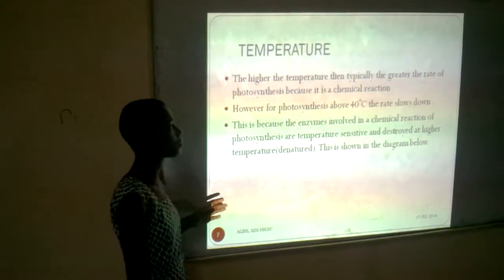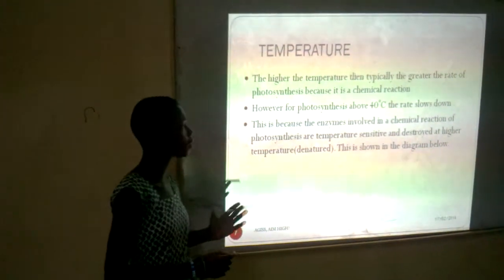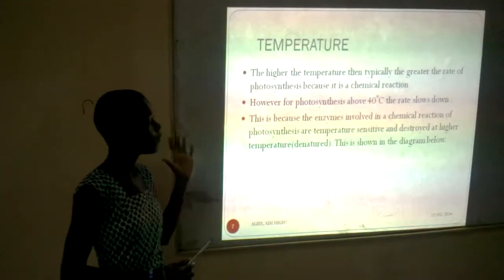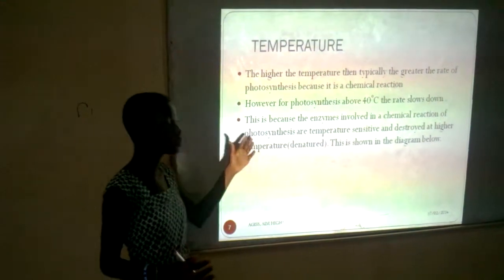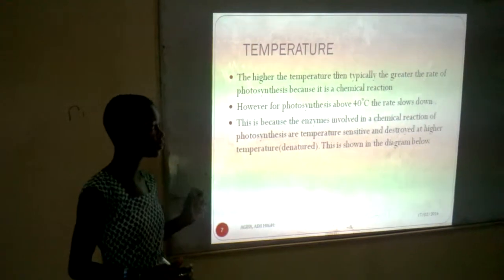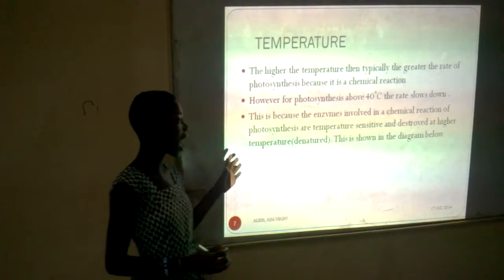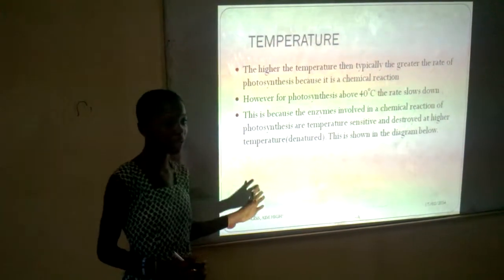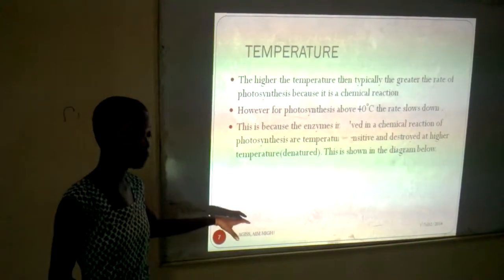The higher the temperature, then typically the greater the rate of photosynthesis because it is a chemical reaction. However, for photosynthesis above 40 degrees Celsius, the rate slows down. This is because the enzymes involved in a chemical reaction of photosynthesis are temperature sensitive and are destroyed at higher temperature. That is, they are denatured. This is shown in the diagram below.